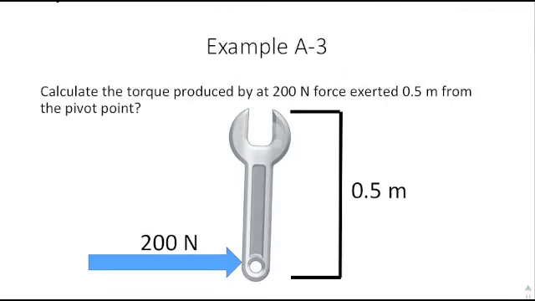All right, we get to example A3. You should be able to figure out entirely on your own that the torque provided in this case is 100 Newton meters.